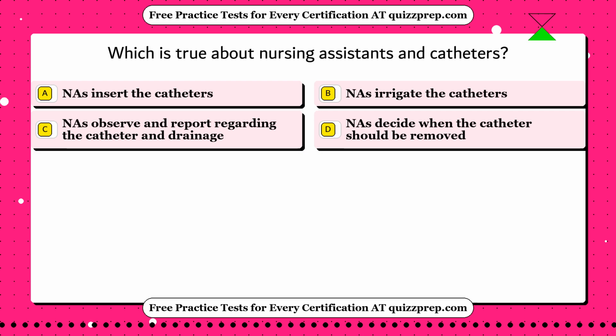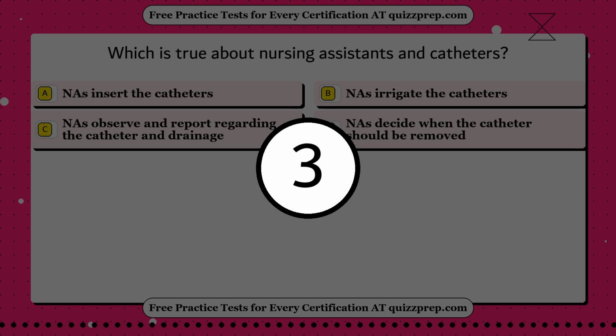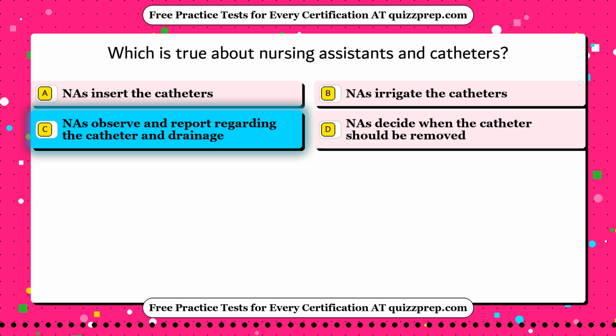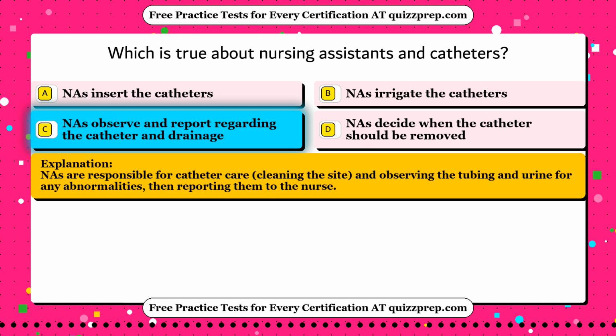Question 15. Which is true about nursing assistants and catheters? Option A, NAs insert the catheters. Option B, NAs irrigate the catheters. Option C, NAs observe and report regarding the catheter and drainage. Option D, NAs decide when the catheter should be removed. The correct answer is option C, NAs observe and report regarding the catheter and drainage. NAs are responsible for catheter care, cleaning the site, and observing the tubing and urine for any abnormalities, then reporting them to the nurse.